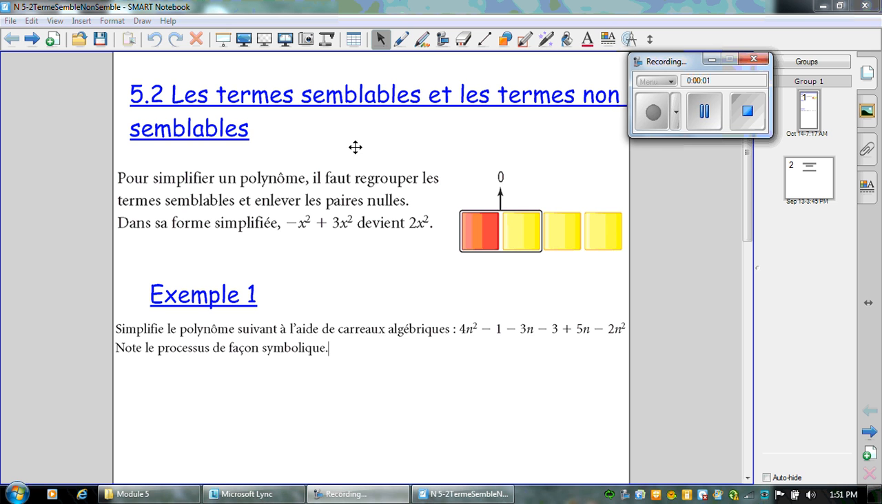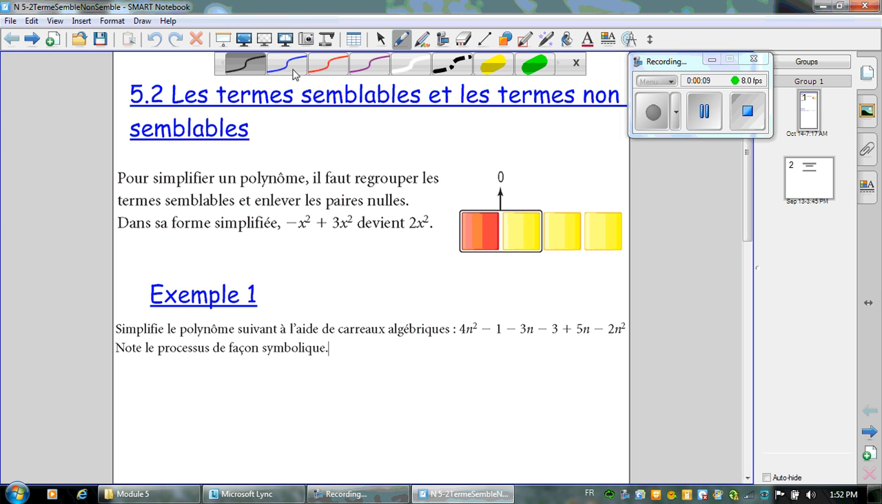We've seen how to model polynomials, and now we're going to look at how to simplify polynomials using the tiles. Okay, so let's take a look here at our first example. But just before, I want you to realize that if I have a positive and a negative, they cancel each other out to 0. That's why here, this is negative 1x squared, and this is 3x squared. The answer becomes 2x squared because the negative and the positive cancel each other out.